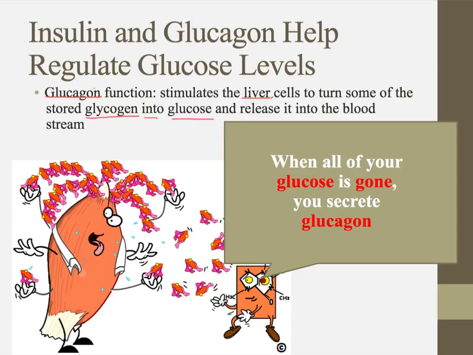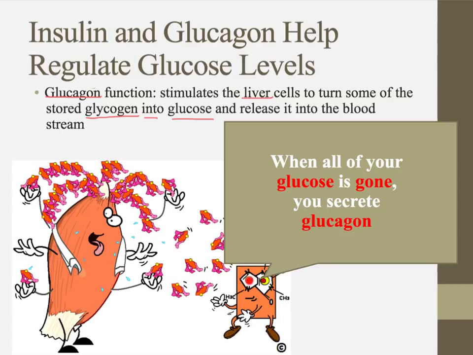Okay, glucagon, on the other hand, is going to do the exact opposite of insulin. Again, it's acting on the liver cells, but whereas insulin turns glucose into glycogen, glucagon tells the liver to take some of that glycogen and cut it up into glucose molecules and release it into the bloodstream.